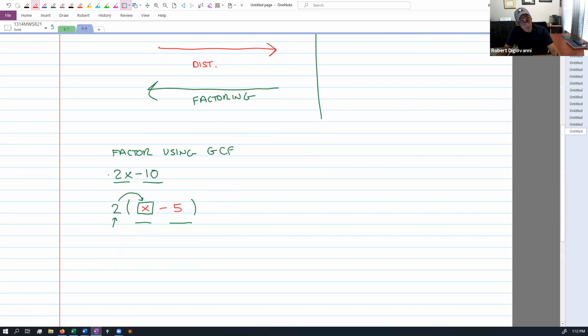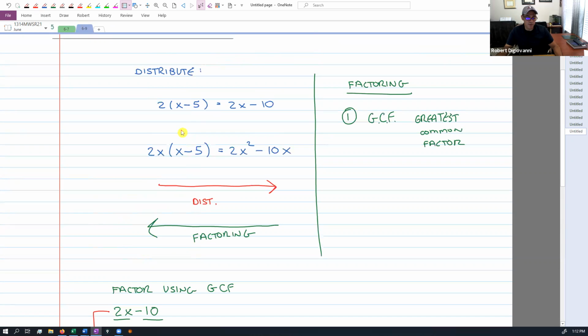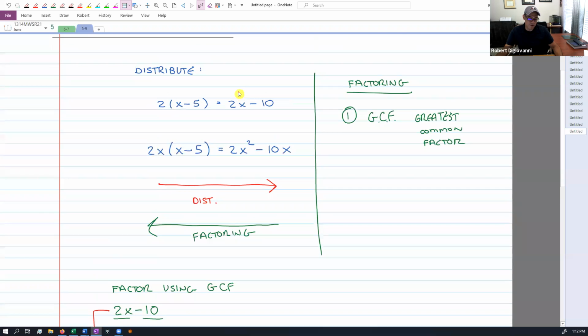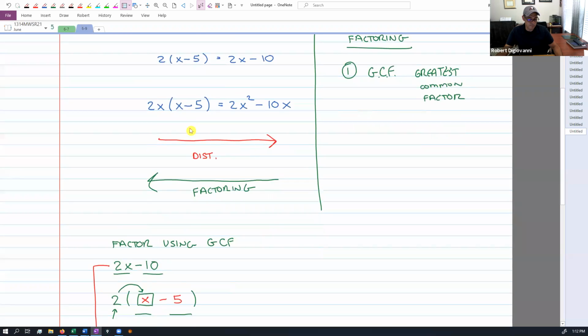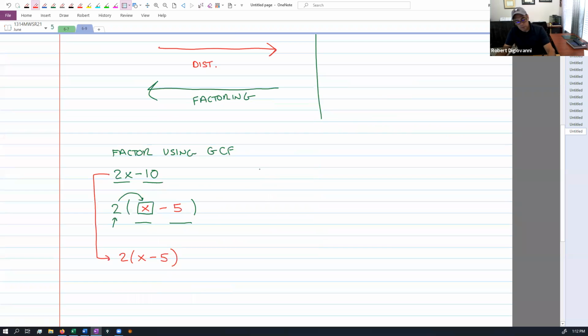So we know that this can be rewritten as 2 times x minus 5, which is where I started up here, right? If I wrote 2 times x minus 5, you can distribute and go this way. GCF is going to take us from here back to this. I'm going to make up a completely new one: 3x cubed minus 21x squared.